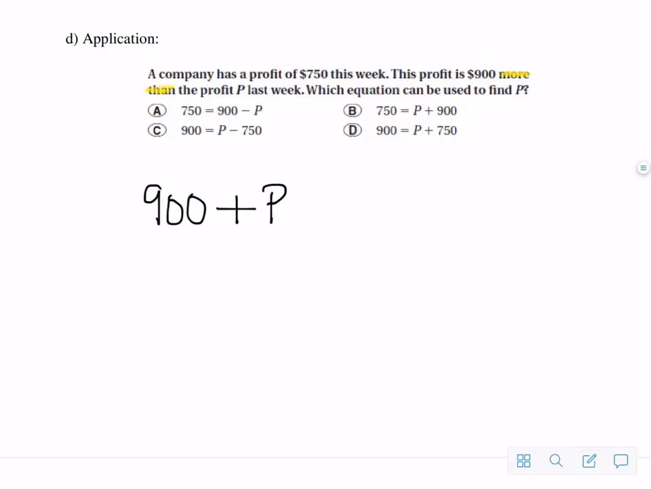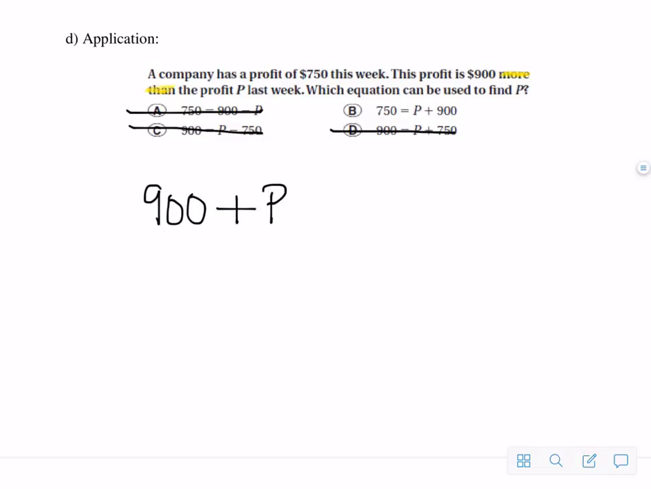So before we do anything else, what doesn't match with that? If we look at A, that's 900 minus P. Well, that's not the same thing. C, 900 equals P minus a number. No. And if we look at B, we have P plus 900. Okay, that looks promising. And then D is P plus 750. Okay, that doesn't look promising. Just based off of that information, we know that it's going to be B.